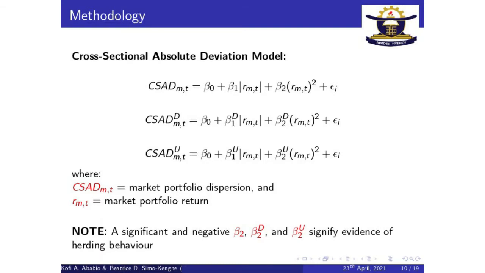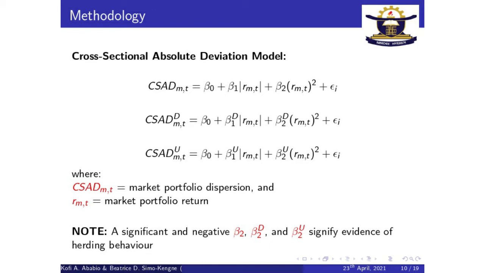Now, the model, the cross-sectional absolute deviation, is as displayed on the slide. The first model is when we are testing the normal market days. The second one is when we are testing the extreme lower market portfolio returns. And the last one is when we are testing extreme higher market portfolio returns. CSAD is the market portfolio dispersion, and the small RMT is the market portfolio return.